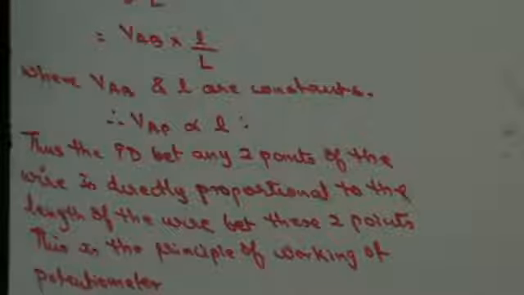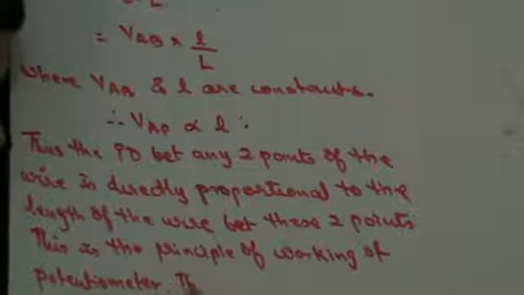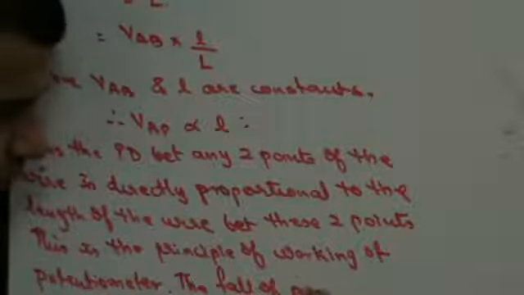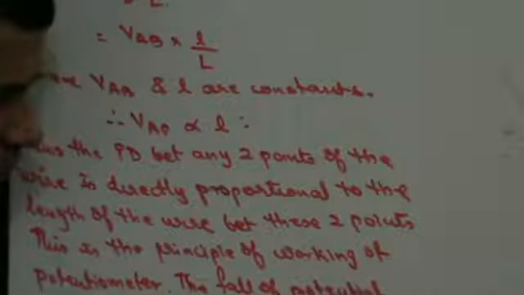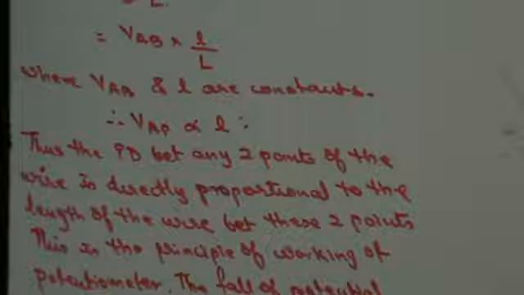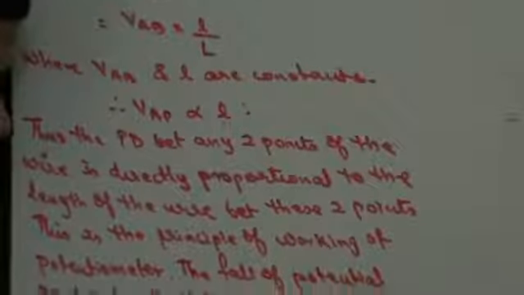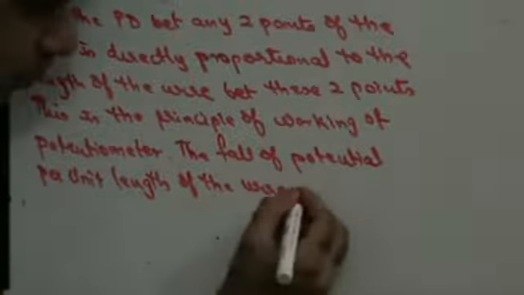Now, one more thing you need to know is that the fall of potential per unit length of the wire is called potential gradient.